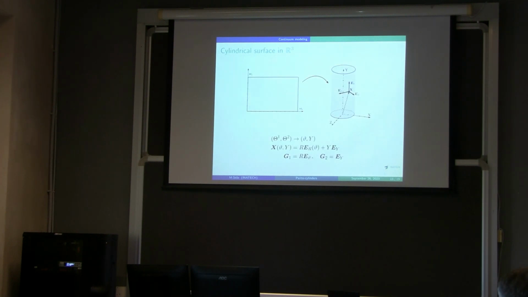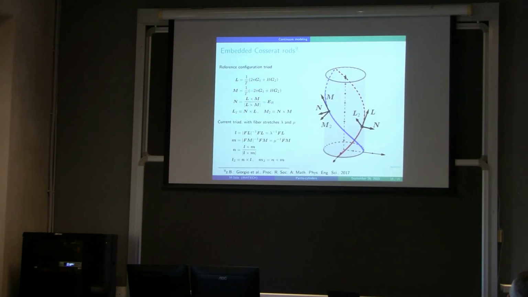If I follow this approach and take a cylindrical surface and embed it in R3, I can very easily find my bases. They're not normalized. They don't need to be. So I easily find my basis vectors, and I have my curvilinear coordinates theta and y. This is the angle in here, and the height.